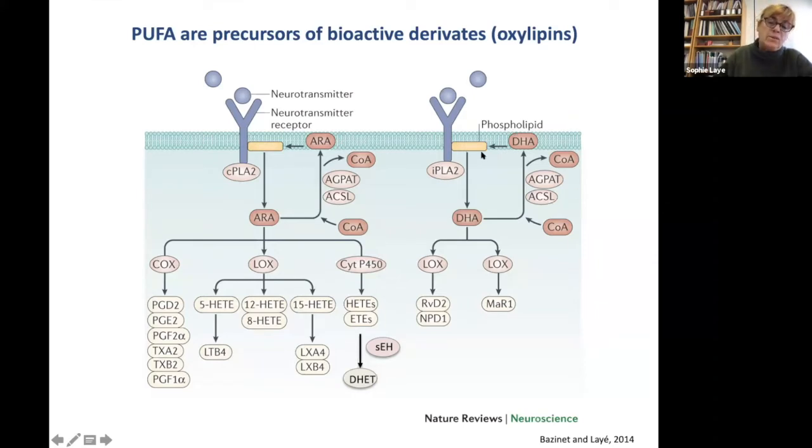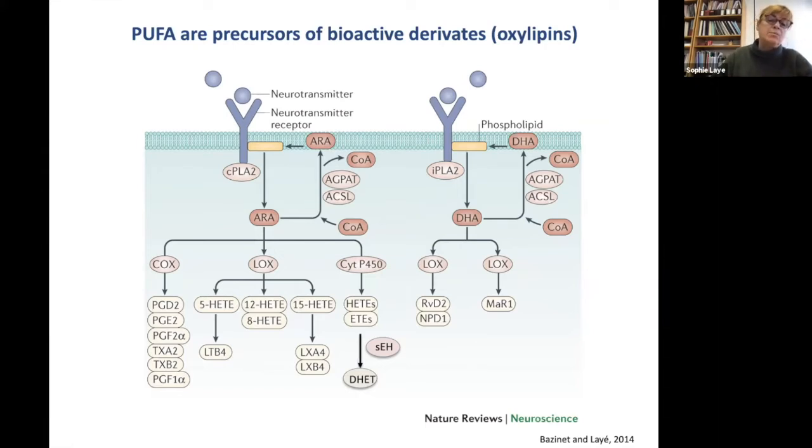On the other side, the DHA, but also the EPA derivatives, are more pro-resolutive and anti-inflammatory. They are mainly derived from the lipoxygenase pathway. And we are talking here about resolvins, neuroprotectins, maresins, and there are more and more of these compounds being discovered. Most of them are anti-inflammatory and pro-resolutive.